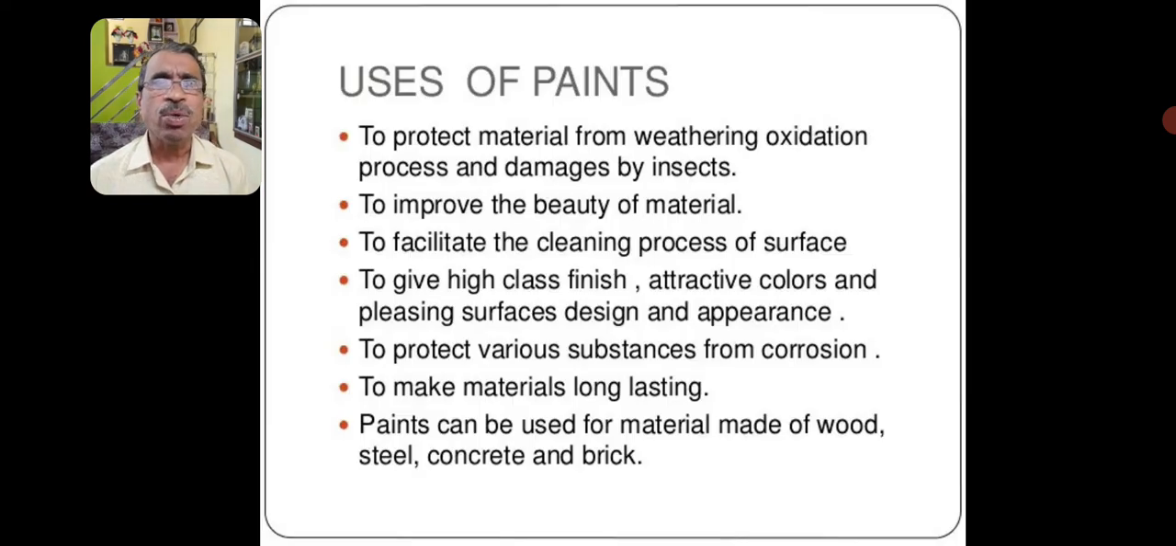Lastly, let us see what the uses of paints are. Paint is used to protect material from weathering, oxidation process and damage by insects, to improve the beauty of material, to facilitate the cleaning process of surfaces, to give a high-class finish, attractive colors and pleasing surface design and appearance, to protect various substances from corrosion, and to make materials long-lasting. Paints can be used for materials made up of wood, steel, concrete and bricks.